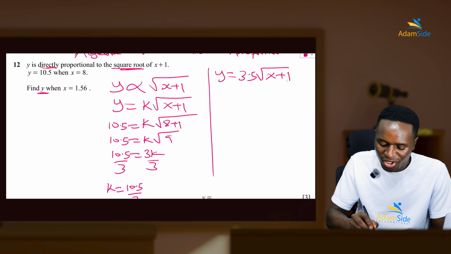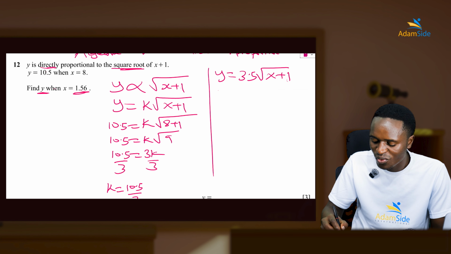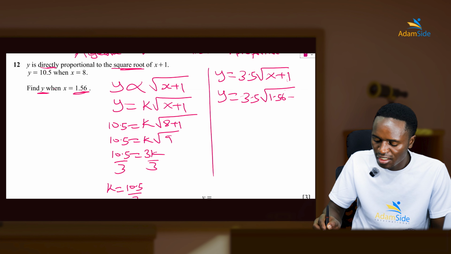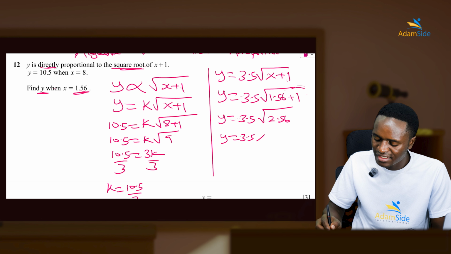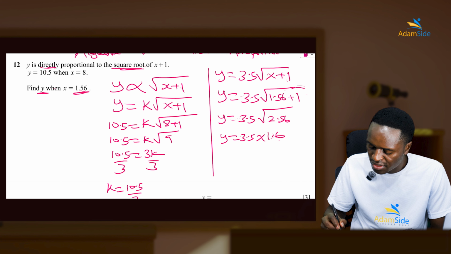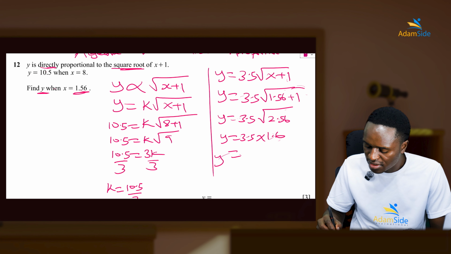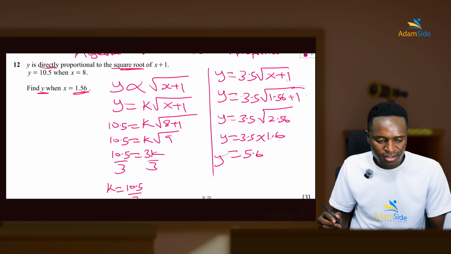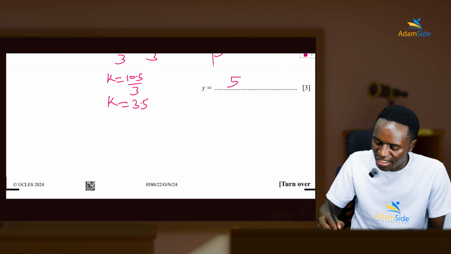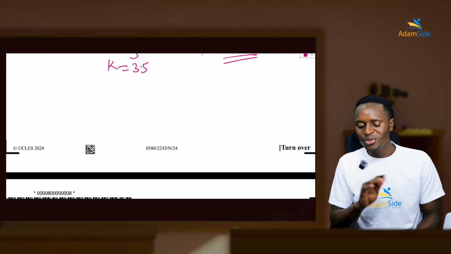They say find y when x is 1.56. That's easy. So y is equal to 3.5 square root of 1.56 plus 1. 1.56 plus 1 is 2.56. So y is equal to 3.5 times 1.6. What do you get? You end up getting 5.6. Correct. So our answer is 5.6. This is how you do it, champion.